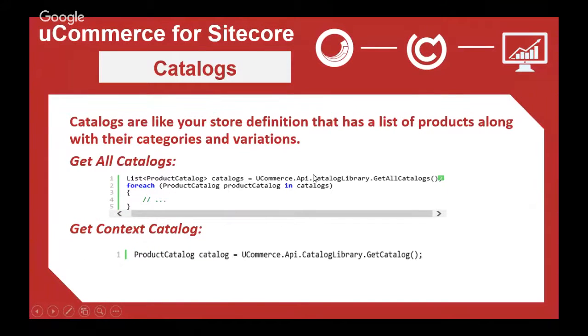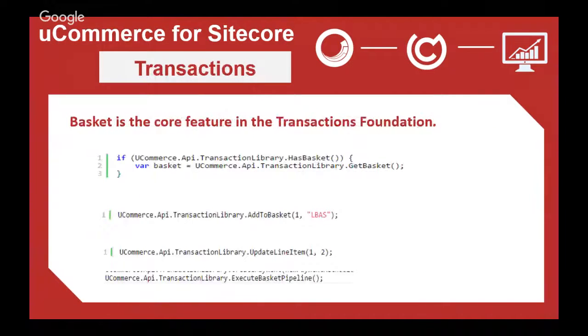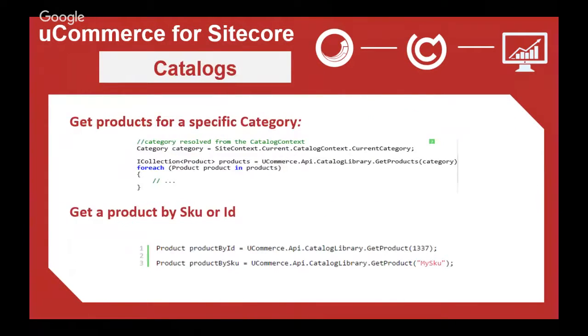So we said that the basis of doing a uCommerce implementation is the usage of the uCommerce API. In this case, they follow the same API definition. Every time you're going to deal with any of the basic foundation of uCommerce, you're going to be using the uCommerce namespace .api, and then for our catalog, we're going to use the catalog library. If we are using products, we're going to use the product library. If we are using transaction, we're going to use the transaction library, and so forth.